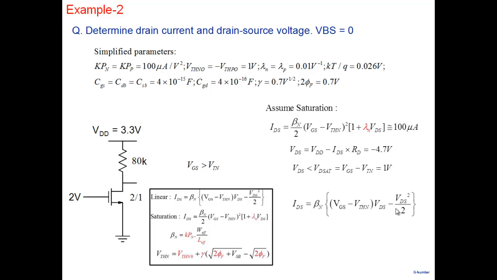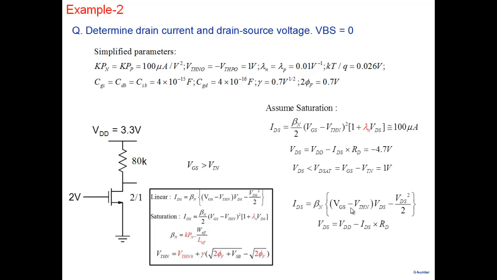Linear region expression is here. IDS is beta n, times VGS minus VTH, times VDS, minus VDS squared by 2. Fine, so there is a VDS also. Saturation makes things simpler because there is no VDS there. Right? This term, as we said, is sort of negligible. So there is a VDS also here.